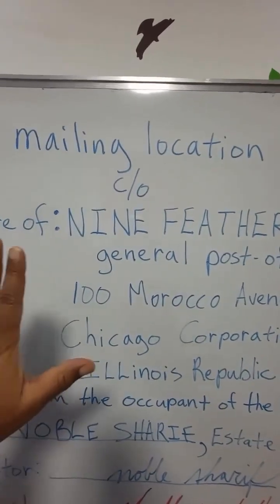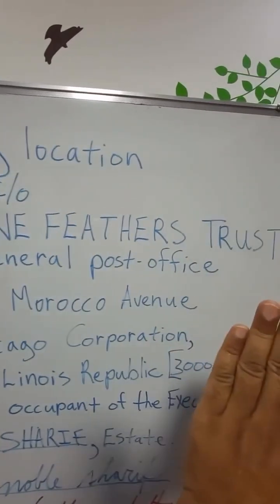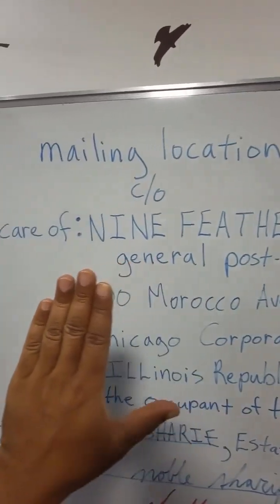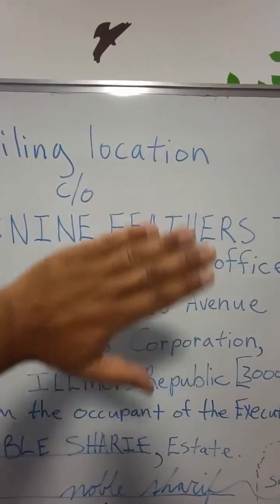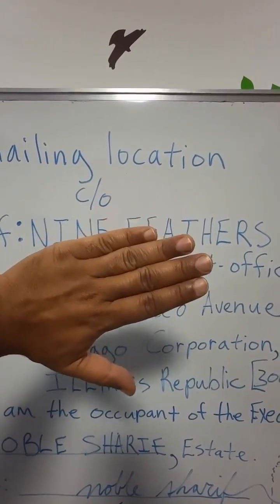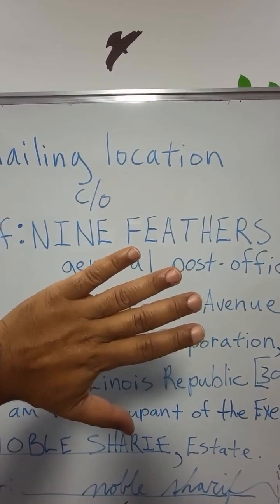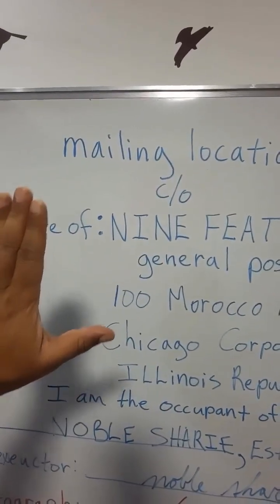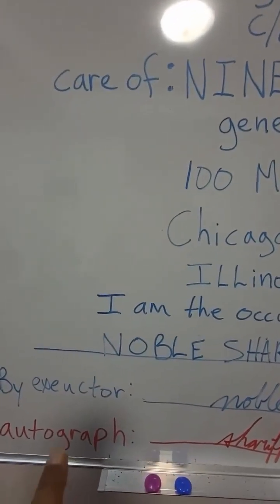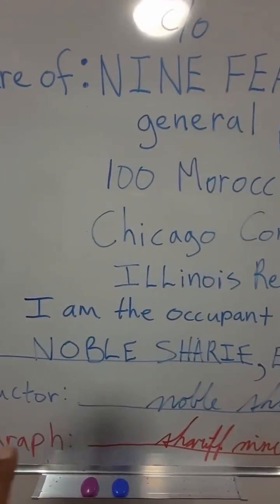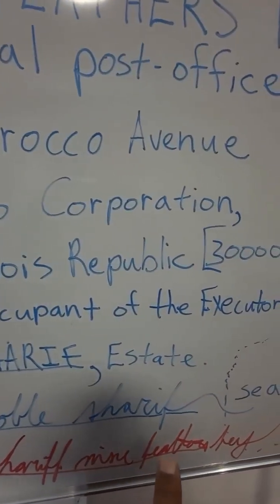Notice everything on this page is to be written in blue, using blue ink, symbolizing commerce transaction, even though this is non-commerce as far as the mailing location is concerned, right? The proper way to do this is using all blue ink until you get here with your Allodial American autograph, which you're going to autograph in red, your Moorish appellation, way at the bottom.